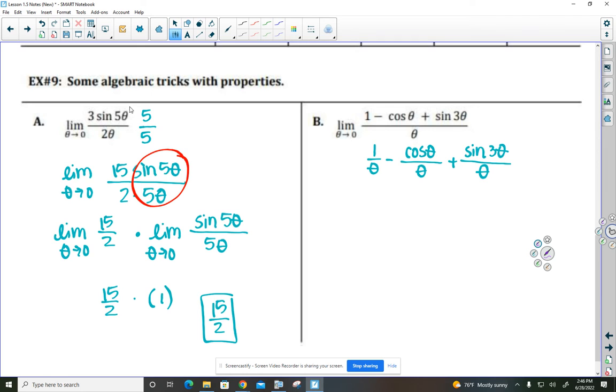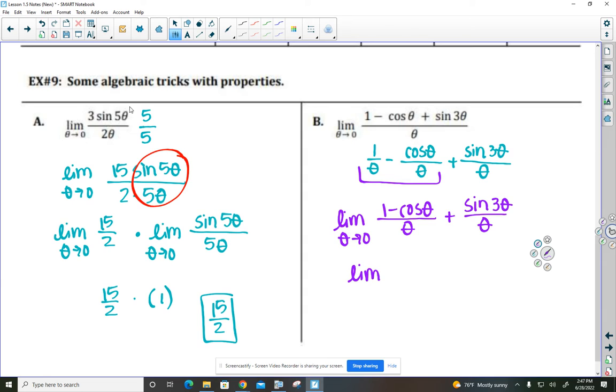Okay. Well, if I group 2 of these together, and instead write that as 1 minus cosine theta all over theta, right? Of course, I still have my limits with these. And then I'm adding sine 3 theta over theta. I can see the split of those two trig limits. So with my limit properties, the limit of a sum is the same as the sum of 2 limits.